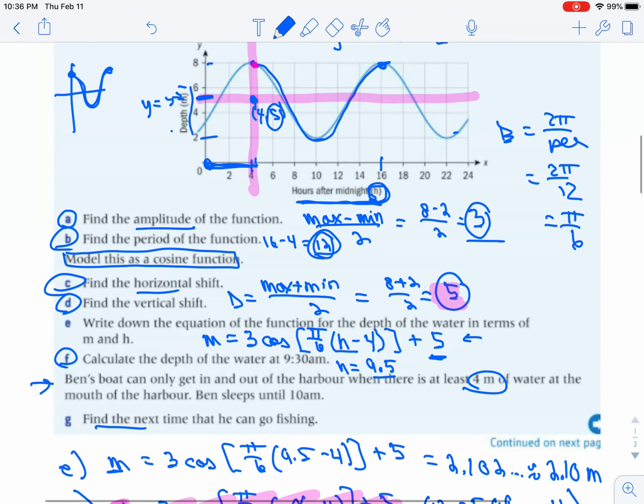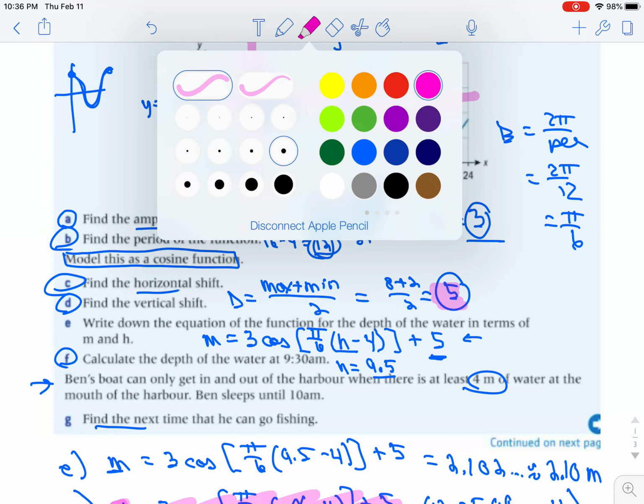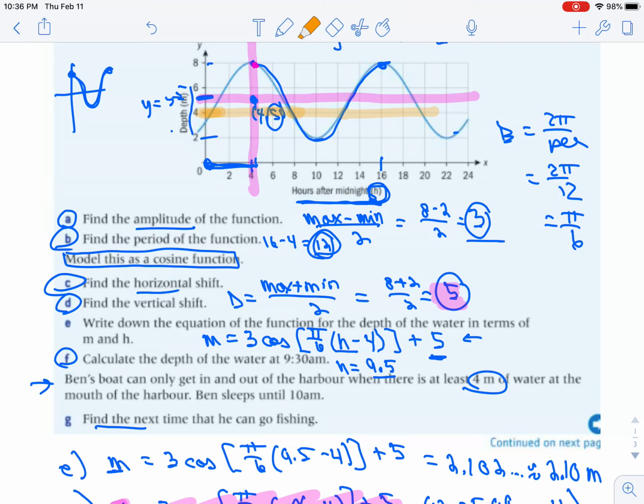Now, notice that this actually intersects at several places. If you look at this graph right here, let's use a different color. If I draw the line at 4, you can see it crosses once, crosses twice, and then crosses a third time, and then again. But remember, he doesn't get up until 10 a.m. So this is 10 a.m. right here. So these two that are right here, he's not up yet, so he can't use those. So the first one that we want is this one, which you can see is a little beyond 12.